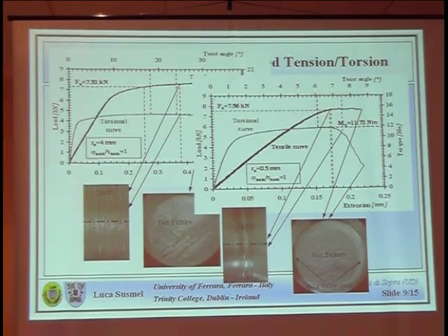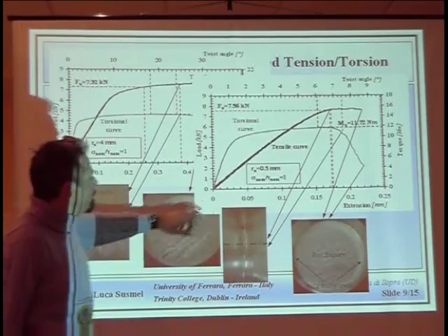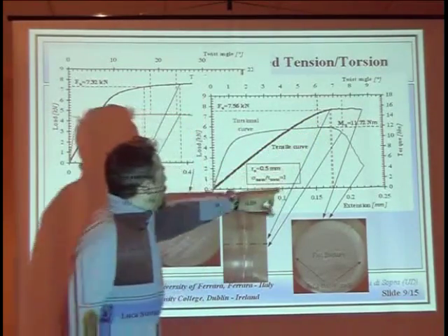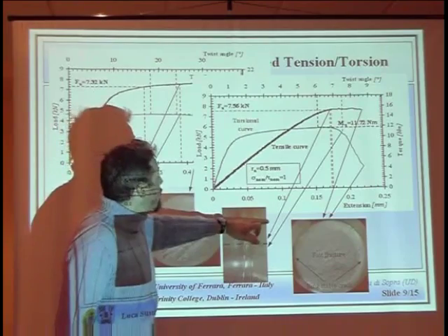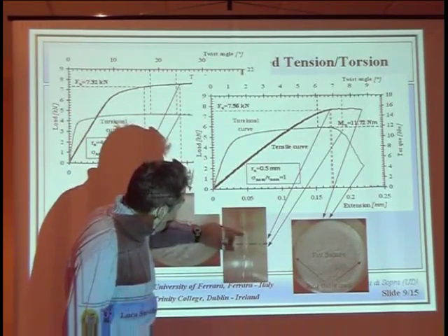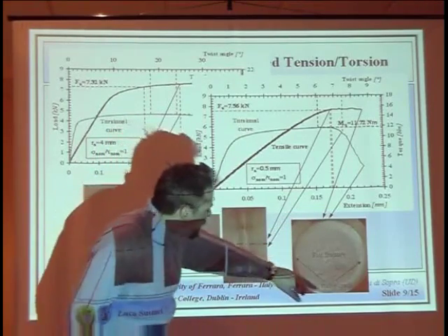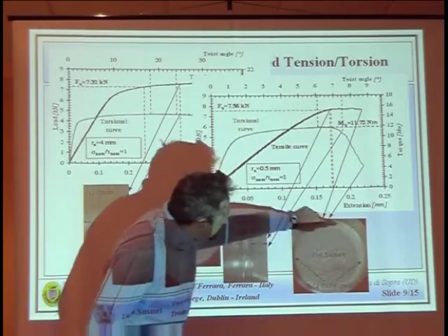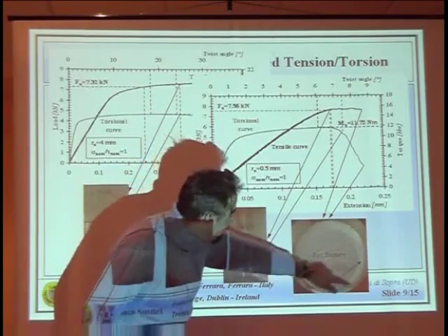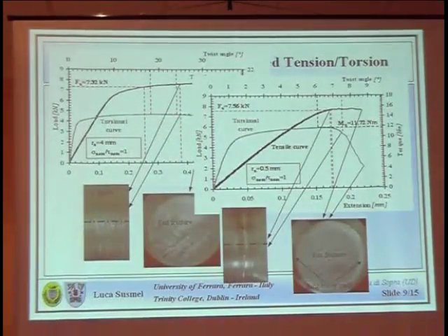When moving to the sharpest geometry, the situation is completely different, because the maximum in the torsional, in the uniaxial curve, corresponded to the initiation of an unstable crack. So the final fracture surface was characterized by an initial stable propagation, a ring stable crack, and an internal fast fracture surface.